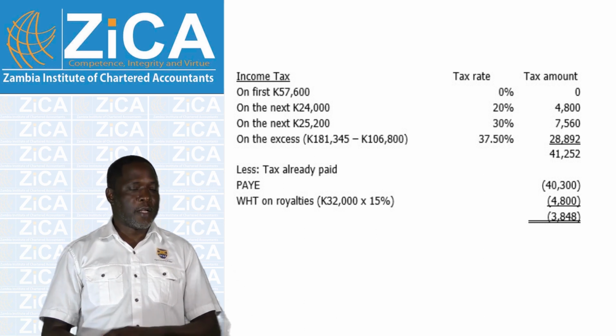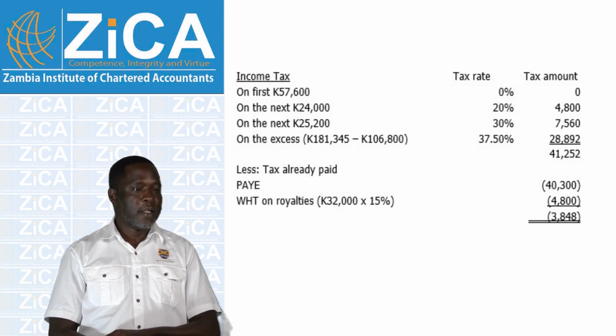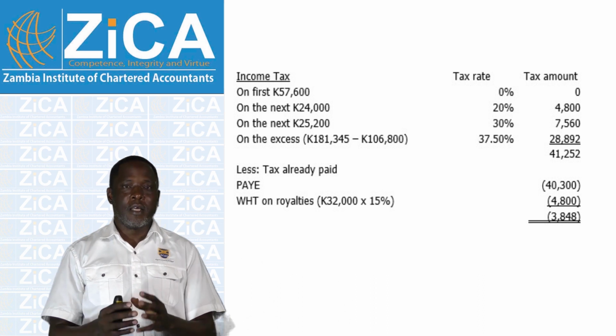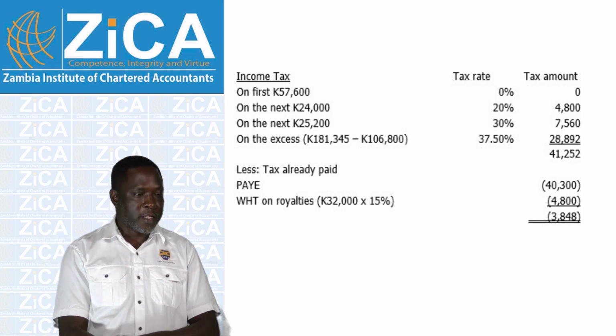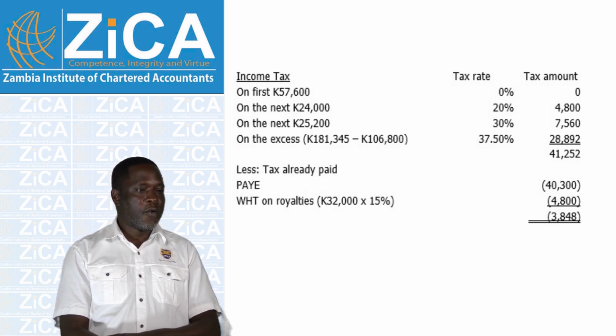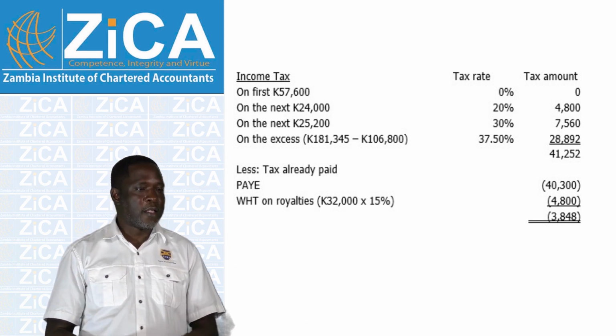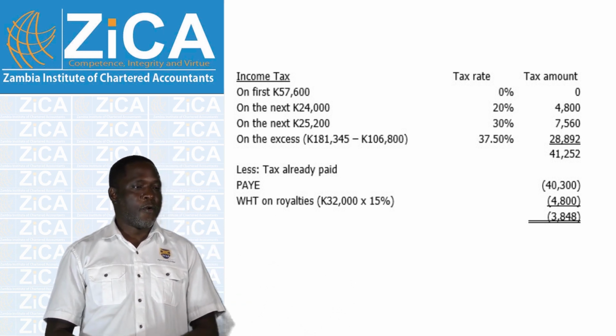After we have computed the tax liability from the final figure, that is where now we deduct the tax already paid. And here we are particularly interested in the withholding tax on the copyright royalties. So the gross copyright royalties was 32,000. So withholding tax on the royalties, as you can see there, is 15%. 15% of 32,000 will give us 4,800.